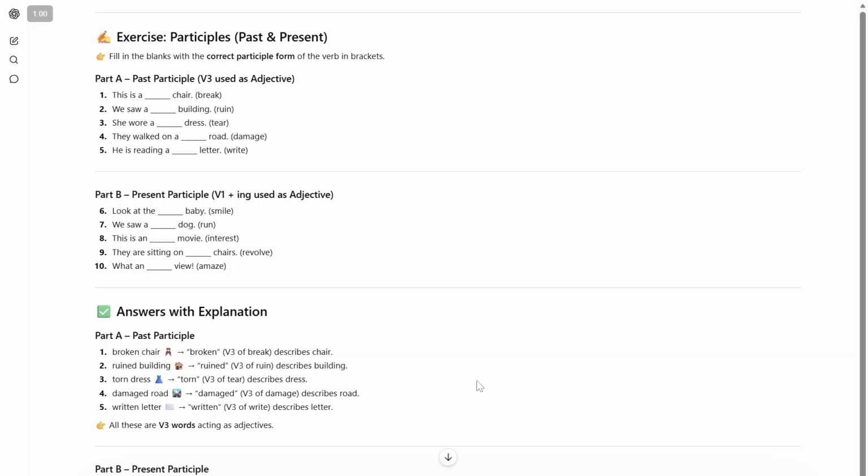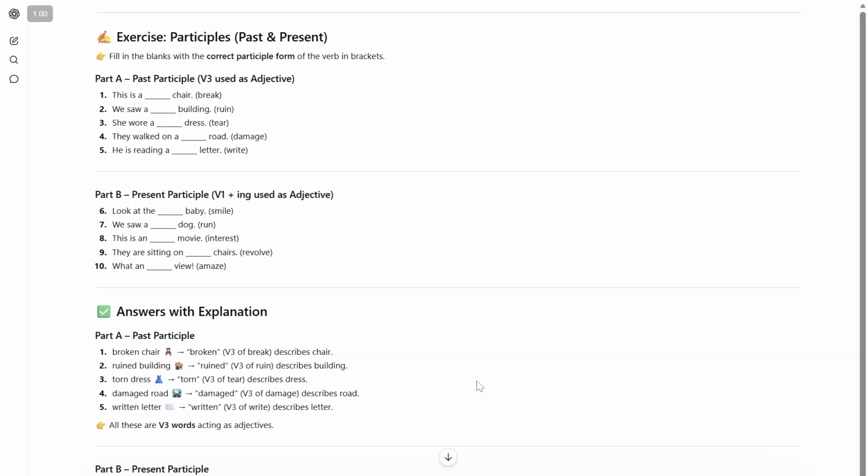Part B, present participle, V1 plus ing used as an adjective. 6, look at the baby, smile. 7, we saw a dog, run. 8, this is a movie, interest. 9, they are sitting on chairs, revolve. 10, what a view, amaze. Answers with explanation.